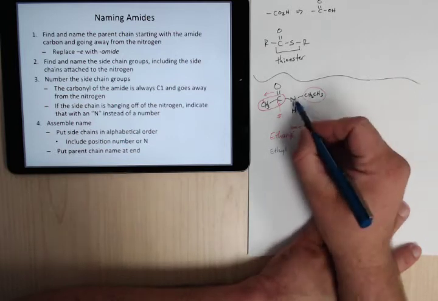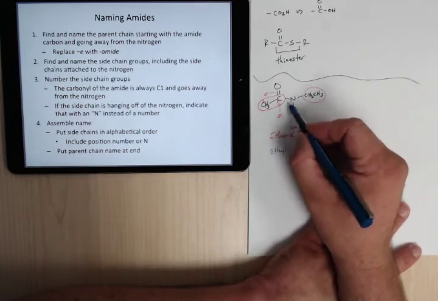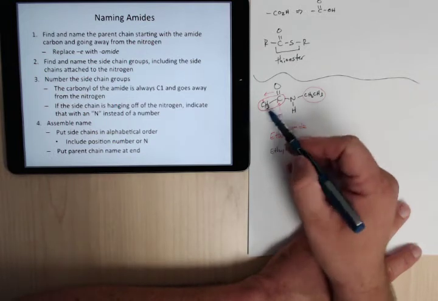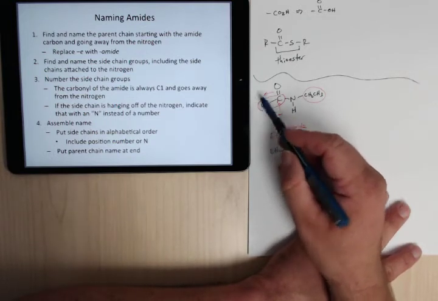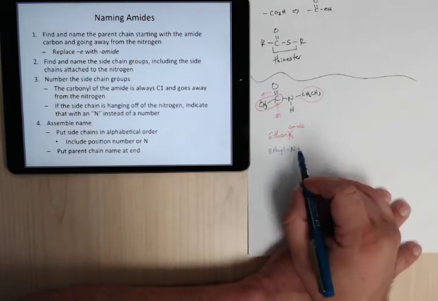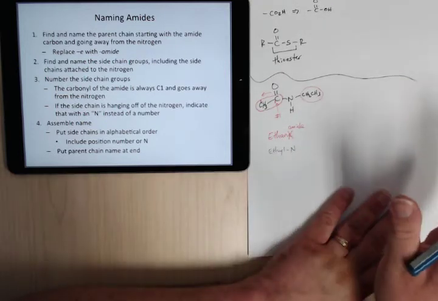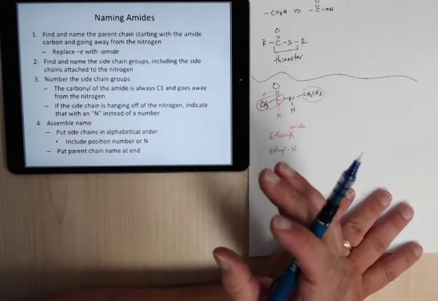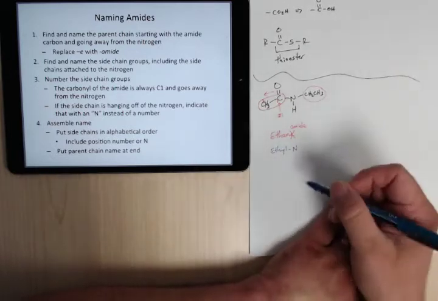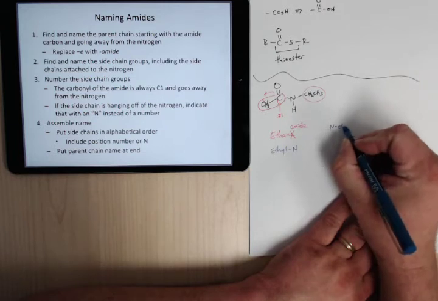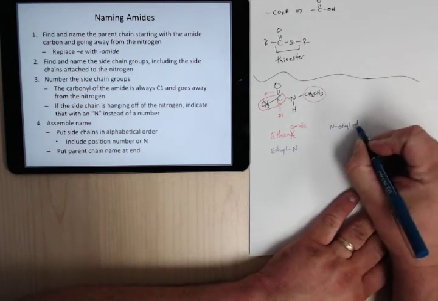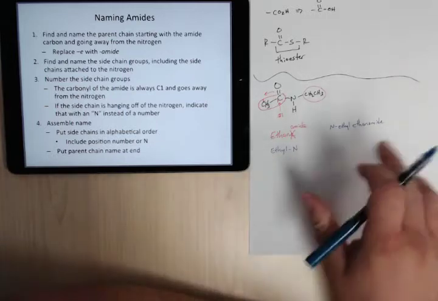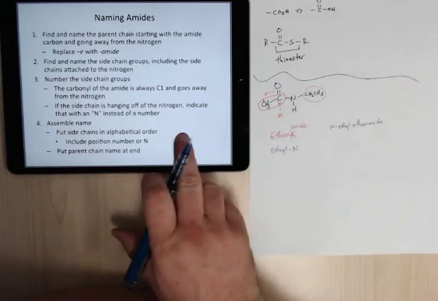To indicate that it's hanging off of the nitrogen, we're going to put an N there. If it's hanging off over here, we just put the carbon number that we've got. So you put this out front, just as normal. The N acts just like every other number, and so it becomes N-ethyl ethanamide. This is a really simple example, but it's actually not that complicated.